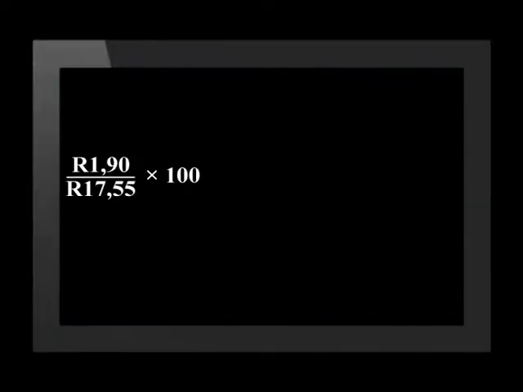To work out the percentage of increase, we need to divide the differences in price by the original price and multiply that by 100. 1 Rand and 90 cents divided by the original price of 17 Rand and 55 cents times by 100 gives an approximate value of 10.83%. The inflation rate on the bottle of oil for the year was 10.83%.